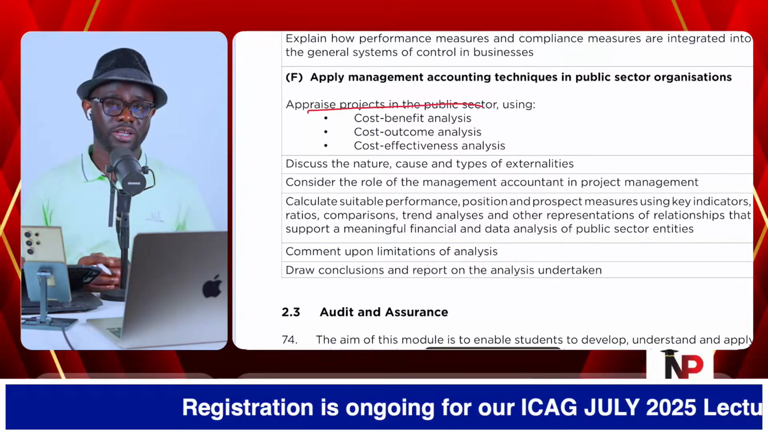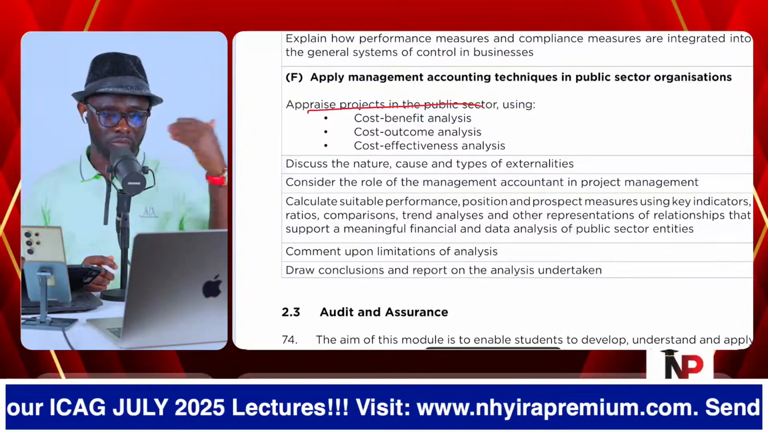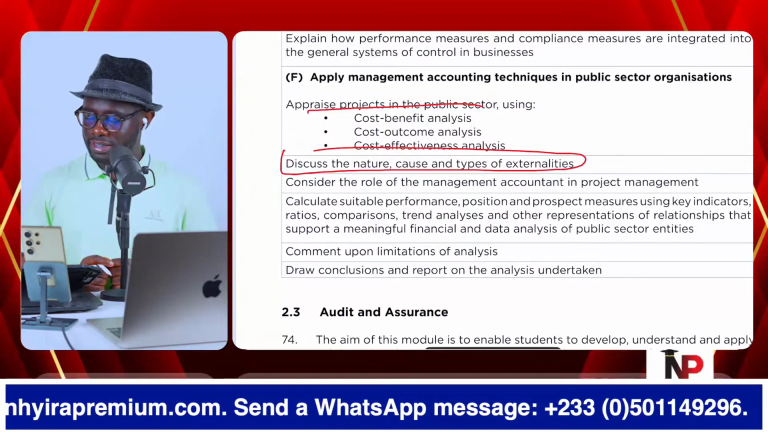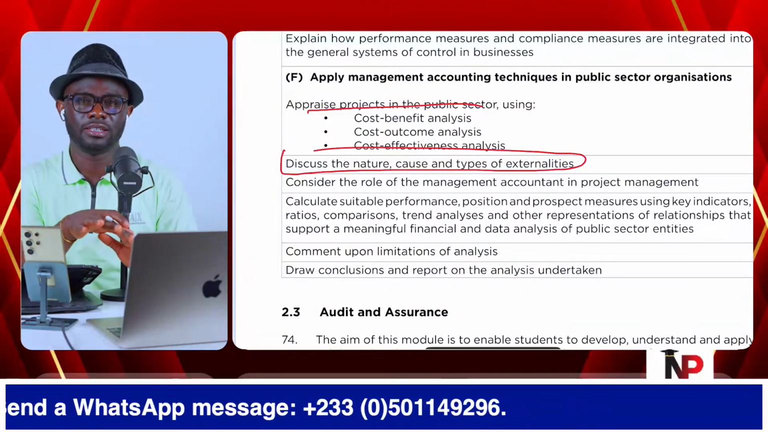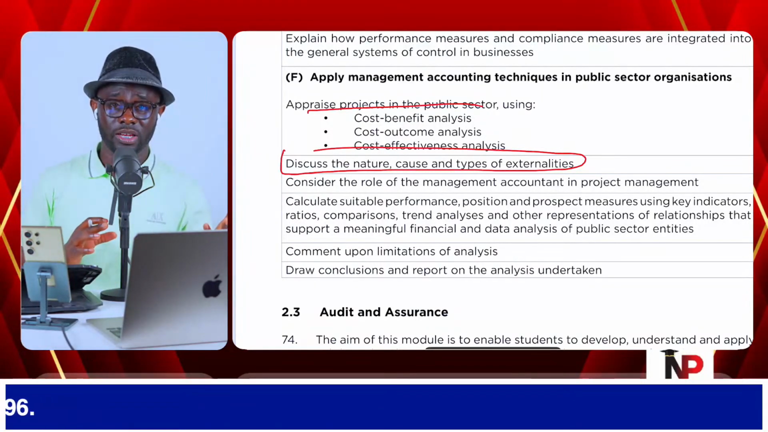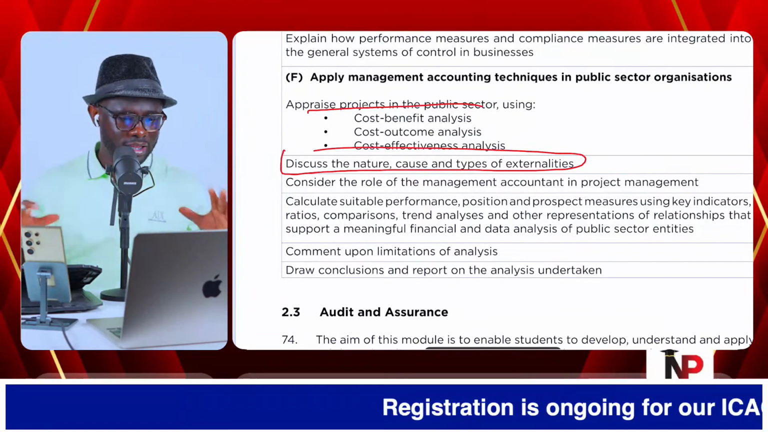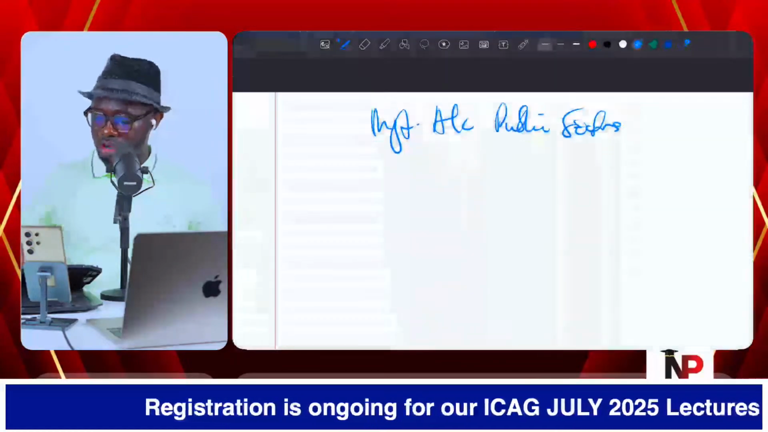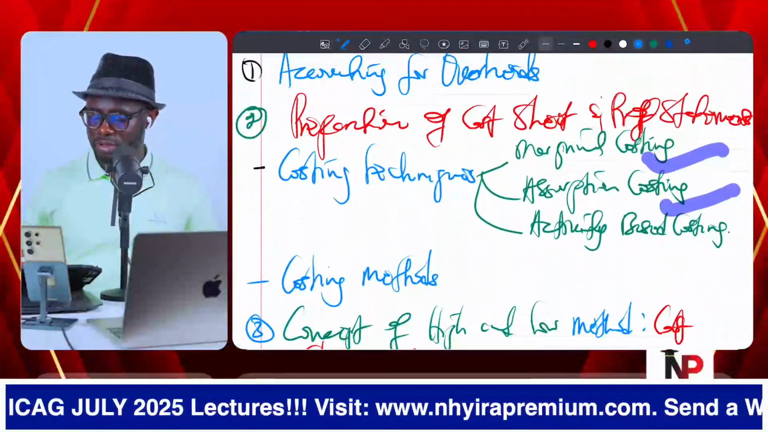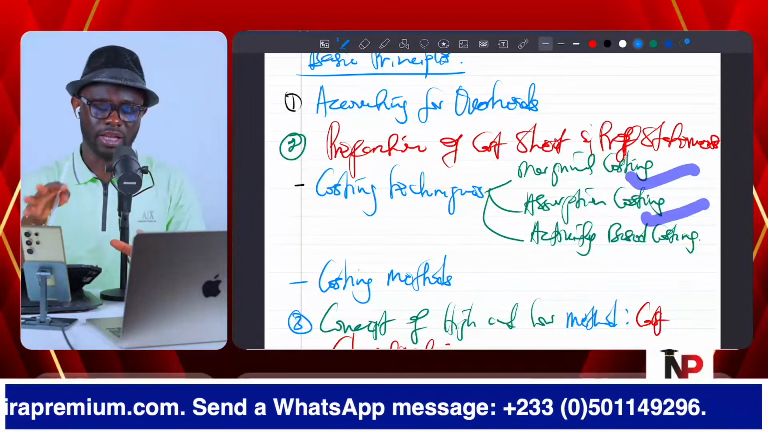How do we appraise projects in the public sector? We have the cost-benefit analysis. We have the cost-outcome analysis. We have the cost-effectiveness analysis. Then dealing with the issues about externalities and other things. Those are the things there. Here also, we have a lot of theories that you must understand, and then some calculation-related questions that you must understand. These are the things that we must know about when it comes to management accounting, the scope of the syllabus, the structure of the examination, and how the topics are knitted together.